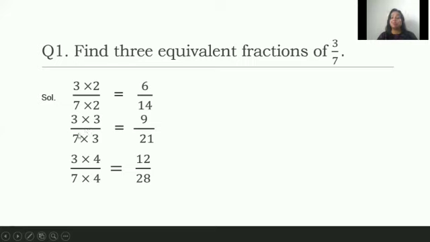Then take 3 by 7 again and multiply both the digits by 3. Remember, if 3 is in the numerator, 3 should be there in the denominator. Then they will be termed as equivalent fractions. So 3 3s are 9 and 7 3s are 21. Now for the next equivalent fraction, give 4 in the numerator and 4 in the denominator. So 3 multiply 4 gives you 12, and here it gives you 28.